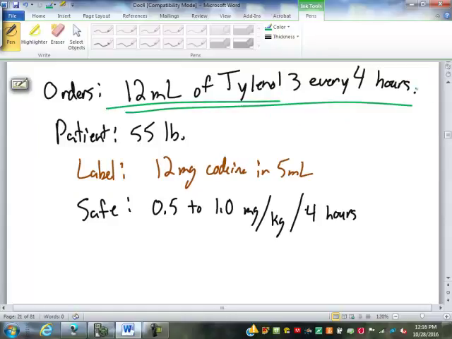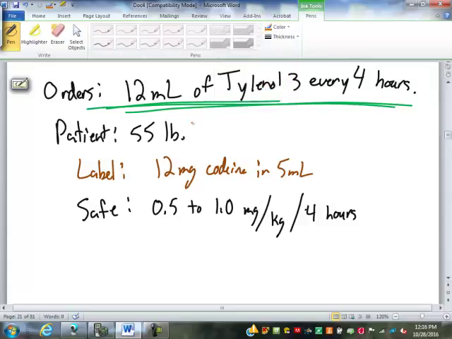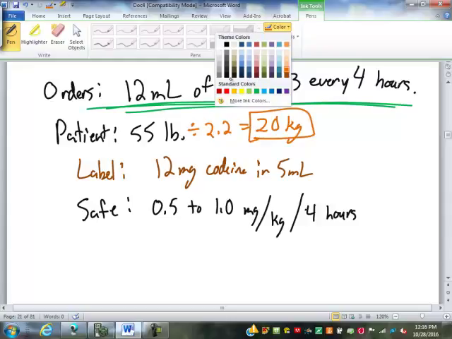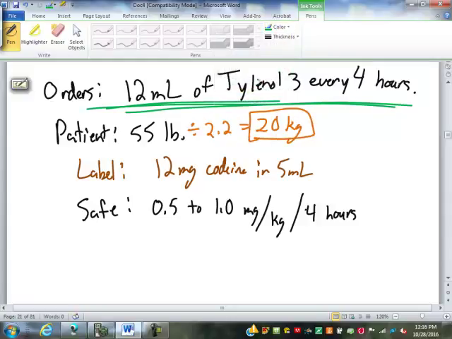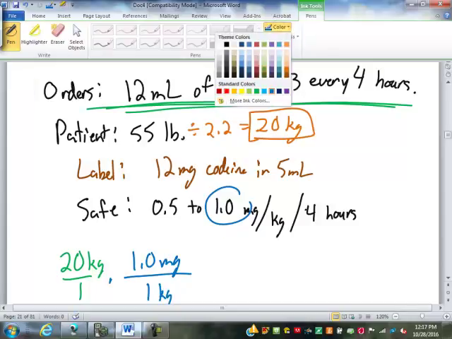So we're going to work through this. The doctor ordered 12 milliliters of Tylenol 3. First thing we have to do is we have to look at the patient. Convert them into kilograms. 55 divided by 2.2 gives us 20 kilograms. Now we're going to take that 20 kilograms over 1. And again, I'm going to deal with the maximum, the 1.0. So 1.0 milligrams per kilogram. So the kilograms cancel out.